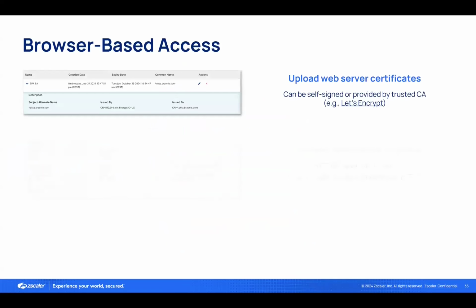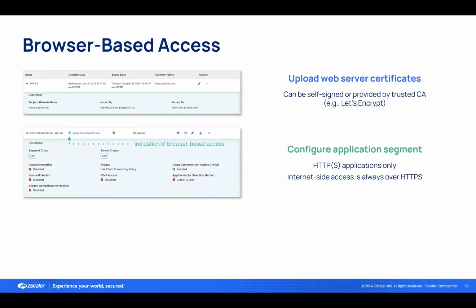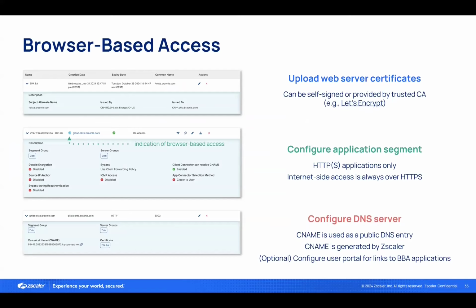Finally, let's discuss a few other ways that application access can be configured. First, to provide secure access to web-based applications for third parties that require access without the Zscaler client connector, you can create browser-based access segments. These require a few different things.